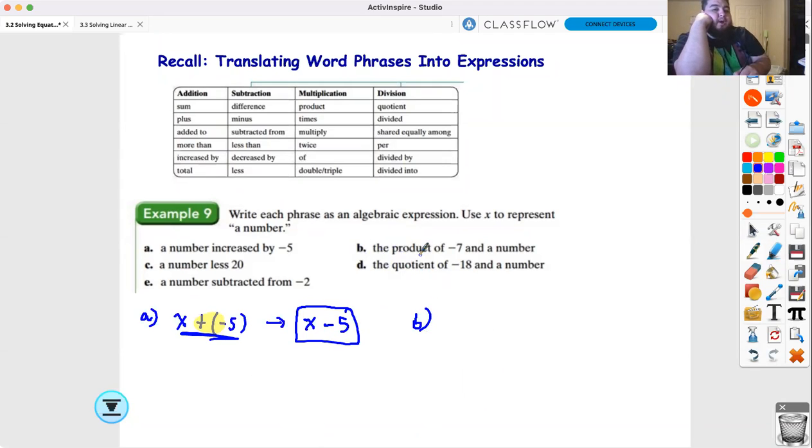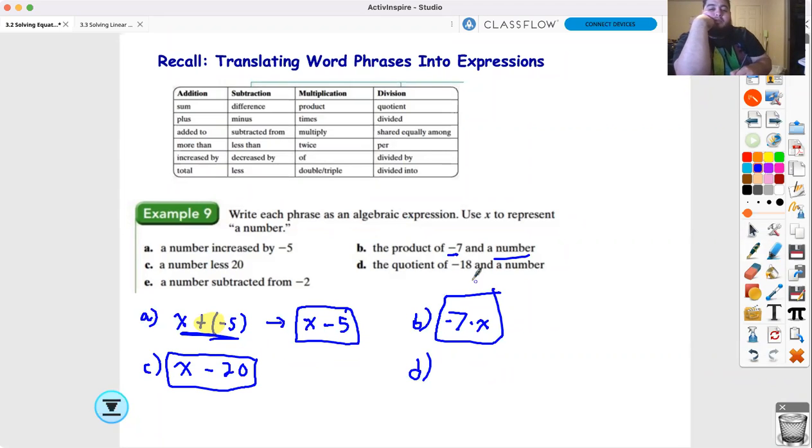Look at B, the product of -7 and a number. We know product is multiplication, so I'm going to multiply -7 with X. So -7X. Do I have to put the dot for multiply? I do not, because remember the implication: if a number is next to a letter, they are being multiplied. Could I add one? Yes, I could. Let's move on to C. A number less 20. A number, which is X, less 20. And that's it.